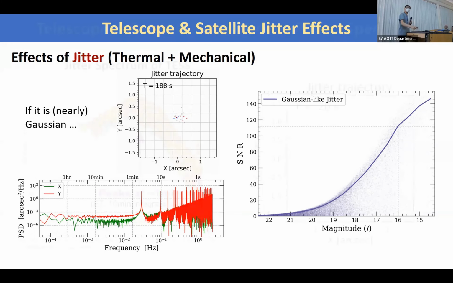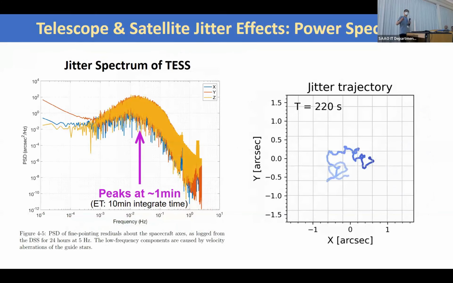But in reality, the jitter doesn't look like that. This is a real jitter spectrum from the TESS satellite. You can see the power spectrum peaks at about 1 minute, and our Earth-2 is trying to get 10 minutes integration time. So it's affected, strongly affected. And this is the jitter trajectory. You can see it is of course correlated with time.